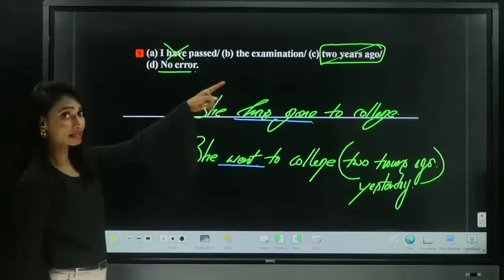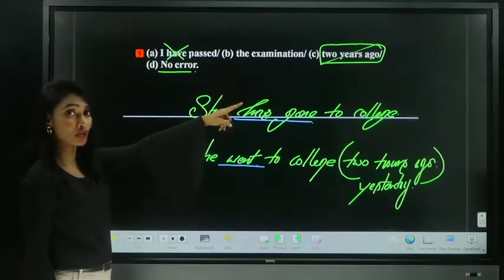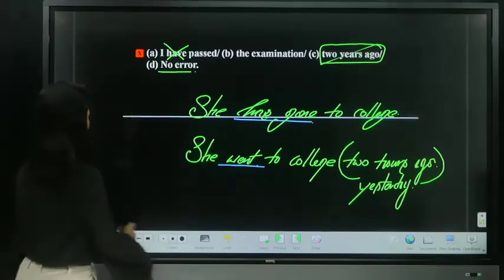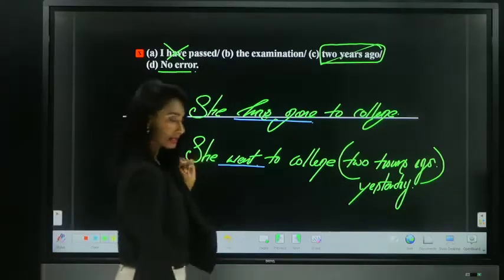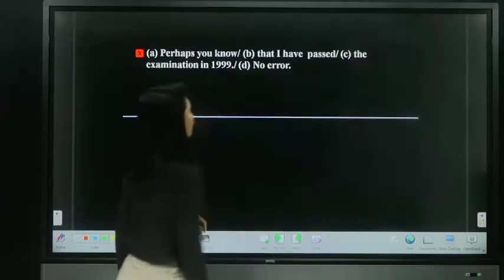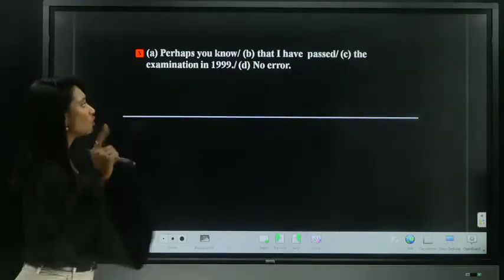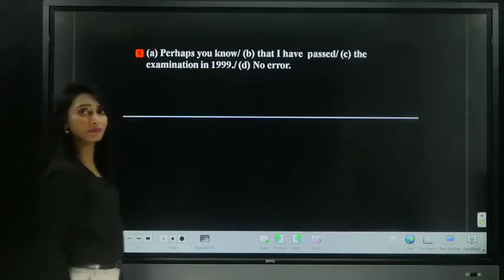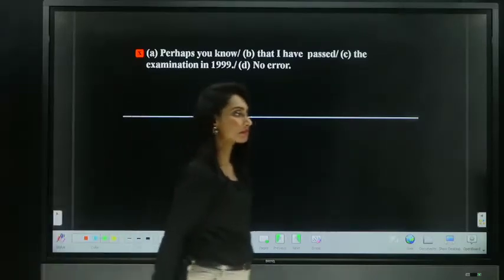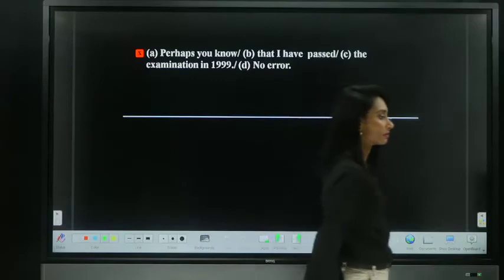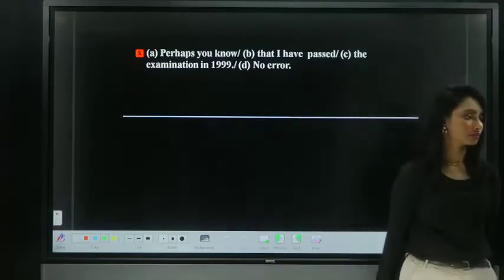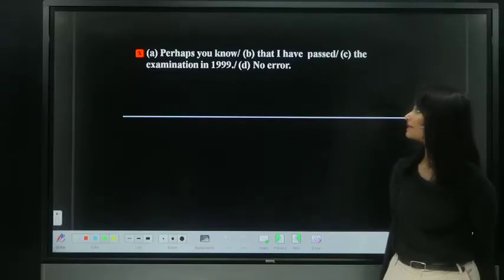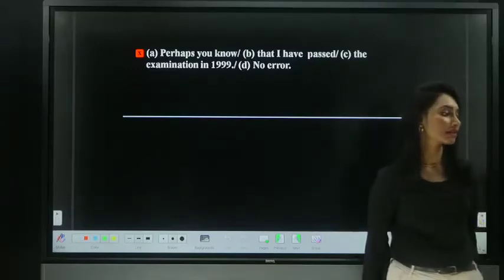So remember guys, time indicators play a vital role in your tense. 2 years ago is a past one, so remember to use past tense only. Now look at the next sentence. Perhaps you know that I have passed the examination in 1999. Quick. Perhaps you know that I have passed the examination in 1999.